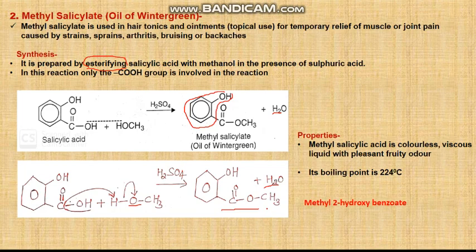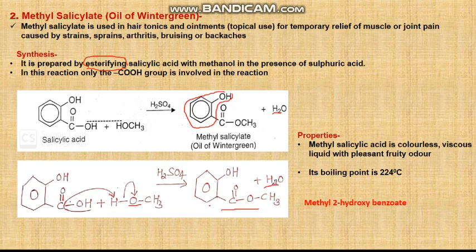So how we will come to know that the formed product or synthesized product is methyl salicylate or oil of wintergreen? So on the basis of these two properties, that is methyl salicylate is colorless, viscous liquid with the pleasant fruity odor, and its boiling point is 224 degrees centigrade. If this is fulfilling these two properties, then this is methyl salicylate or oil of wintergreen.